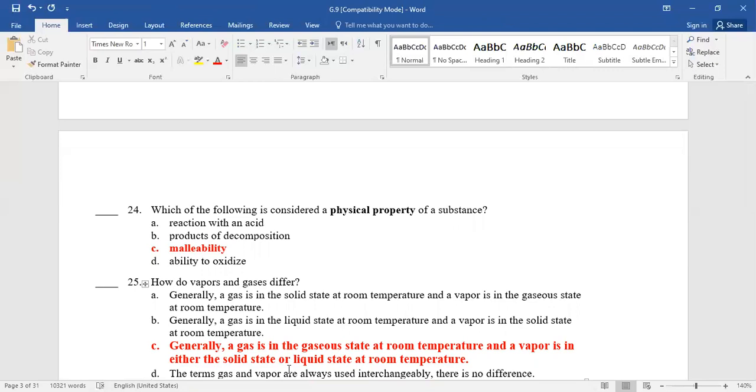If the substance is originally a gas at room temperature, it is described as a gas. But if it's originally a liquid or solid at room temperature, it only gets one description, which is vapor. And that's the answer.